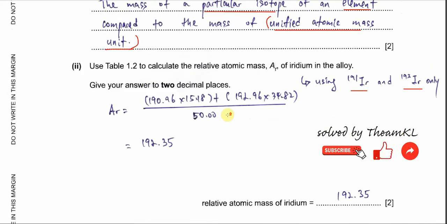So the calculation is this. We use the mass times the relative abundance, and this is another isotope mass times the relative abundance. So we sum it up over 50, not over 100, because the total abundance of these two isotopes, 191 and 193 iridium, is only 50. So after that you get 192.35.